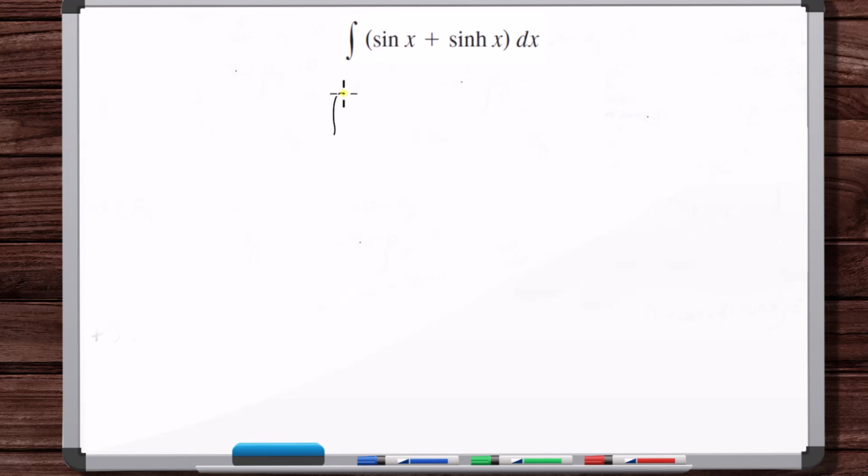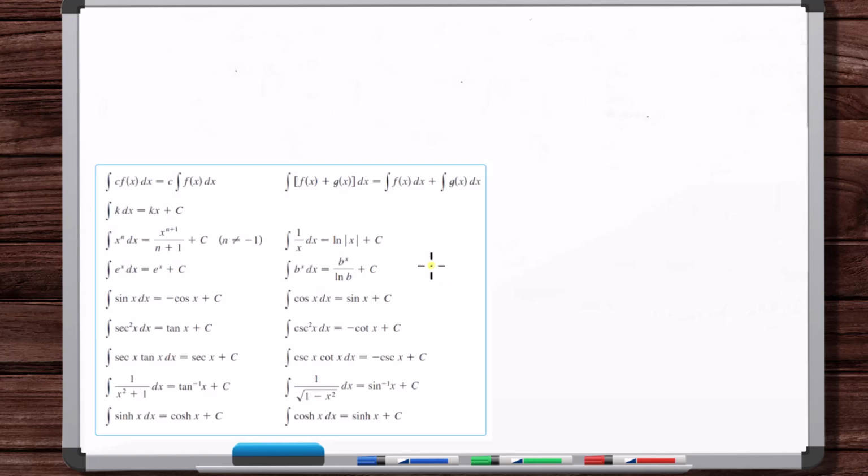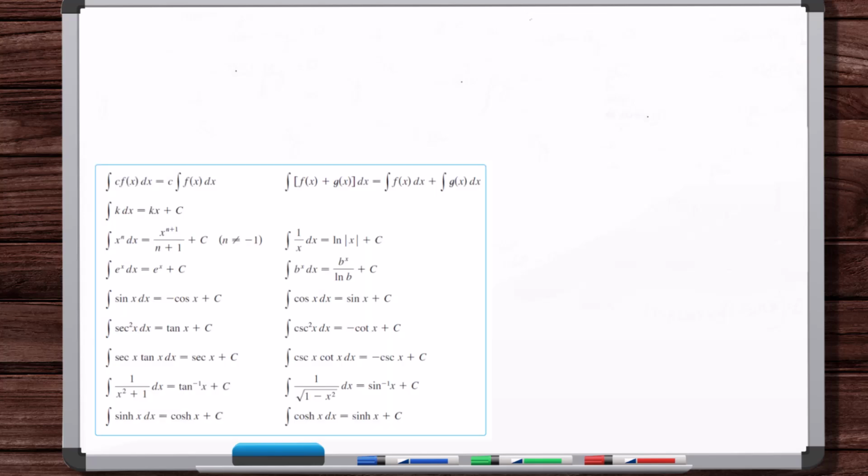Okay, we can separate this into 2 separate integrals. Okay, the derivative of cosine of x is minus sine of x, so the integral is going to be minus cosine of x. Now, hyperbolic sine, I need to consult the table on that one. So hyperbolic, what was it, sine or cosine? Hyperbolic sine is just hyperbolic cosine.